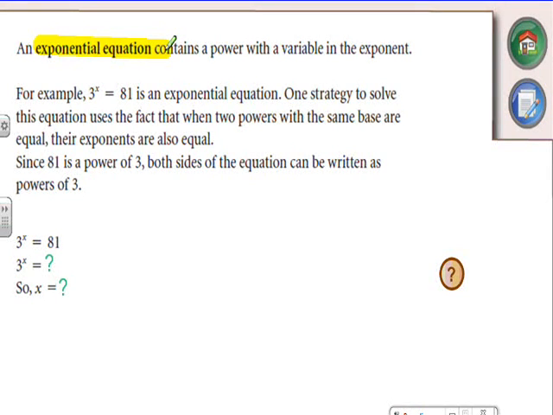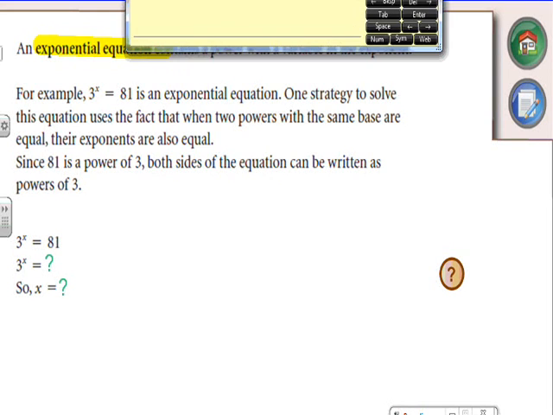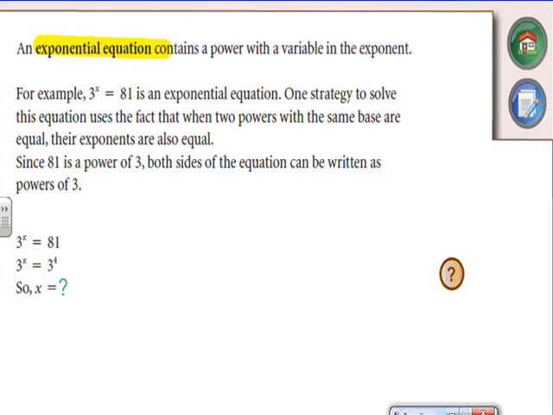For example, 3 to the x equals 81. How do we solve that? Well, the first thing we want to do is try to get the same bases on each side. We've got 3 as the base, we've got 81. We need to figure out how to get 81 to a base of 3. So 3 to the what equals 81 is really what we're saying. With a little bit of guess and check on your calculator, you can get 3 to the 4. So then that means that the x has to be equal to 4. So our solution is 4.